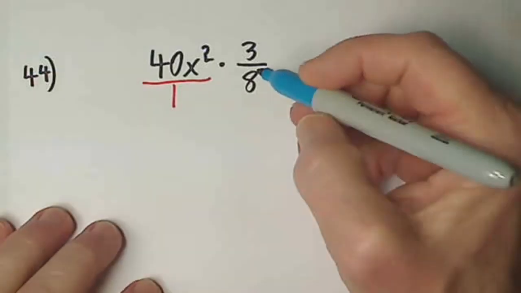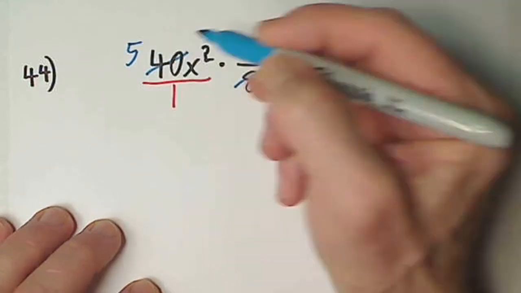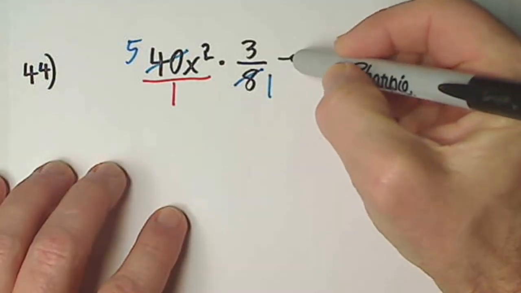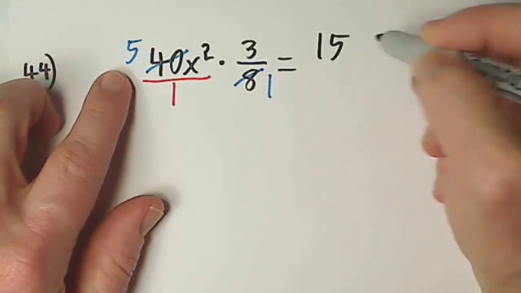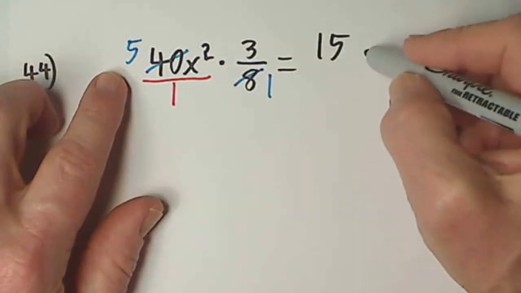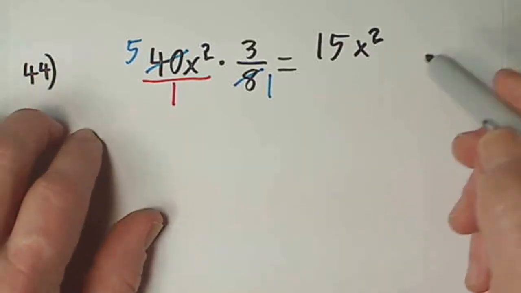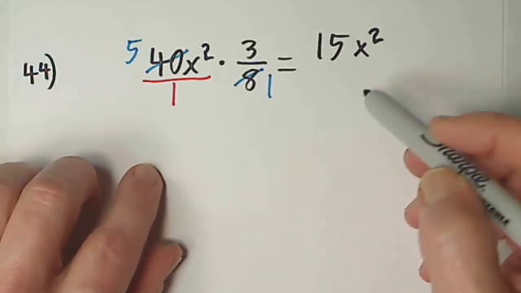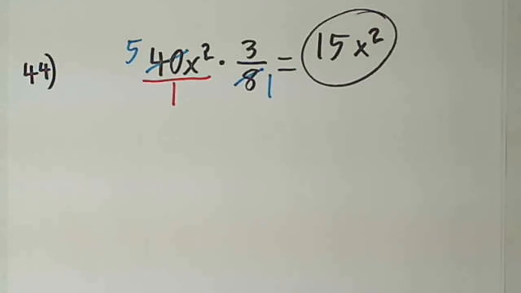Okay? And let's see, 8 goes into 8 once. 8 goes into 40 5 times. That's all the reducing we're going to get away with here. So we multiply straight across. We have 5 times 3 is 15. And x squared, nothing's going to cancel anything out. So x squared just comes along for the ride. This is 1 times 1, so it's 15x squared over 1, but there's not much point in writing that. Okay, so that takes care of 44.